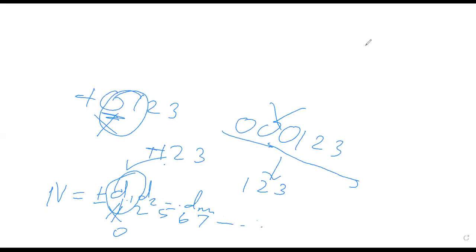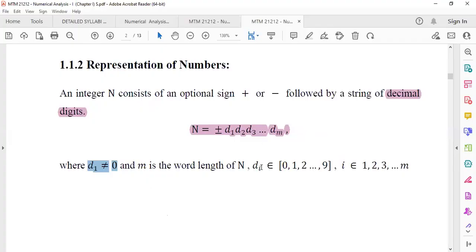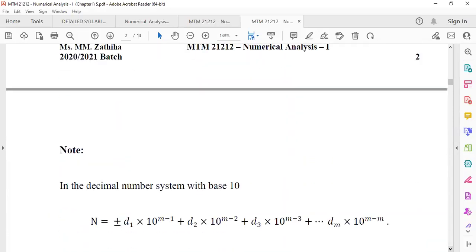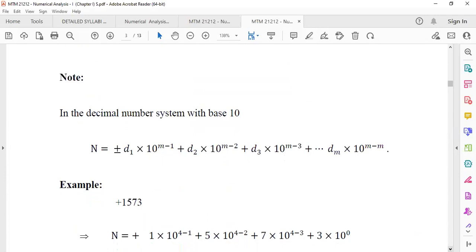Let's continue the module. Also this i can be 1 up to n. n can be any number of values, maybe up to 4, up to 5, like that. Next one, let's see one more.